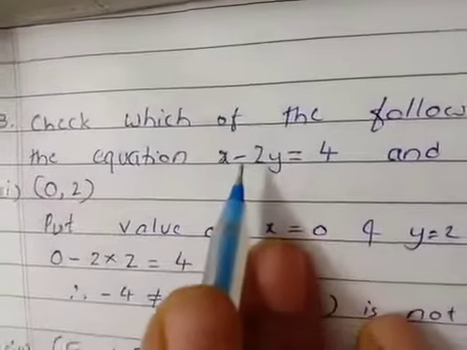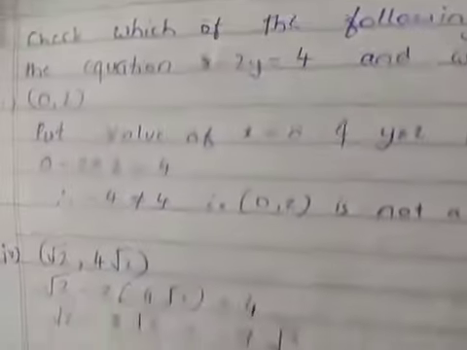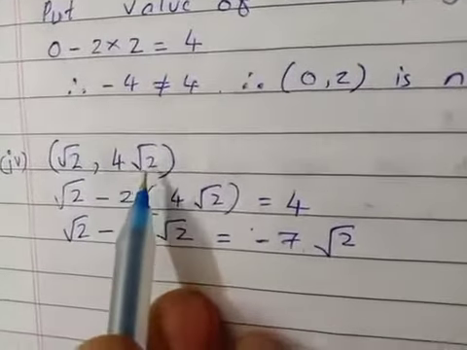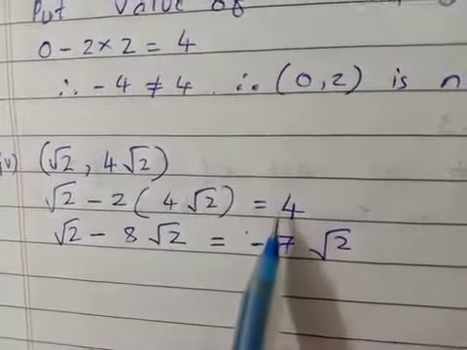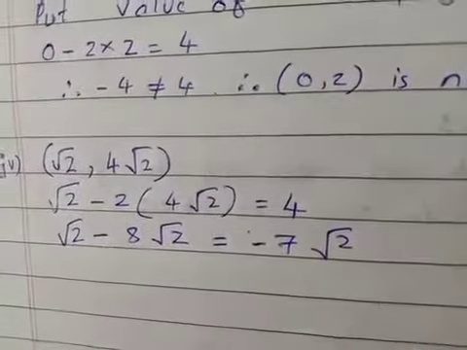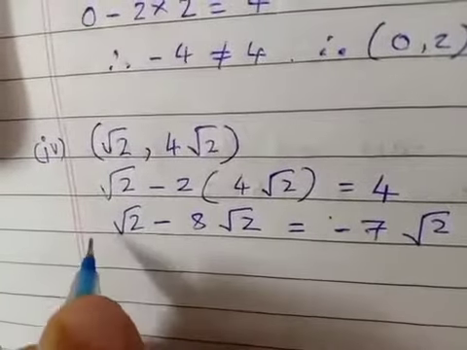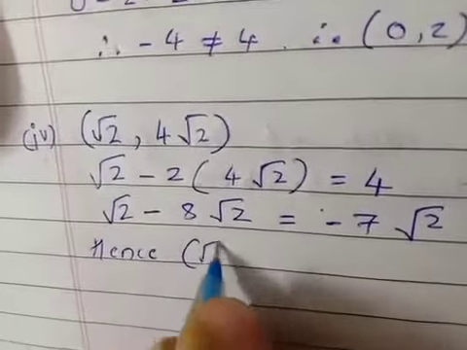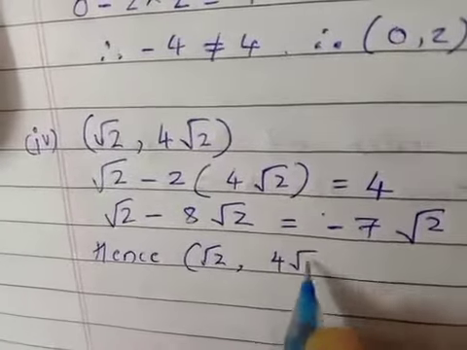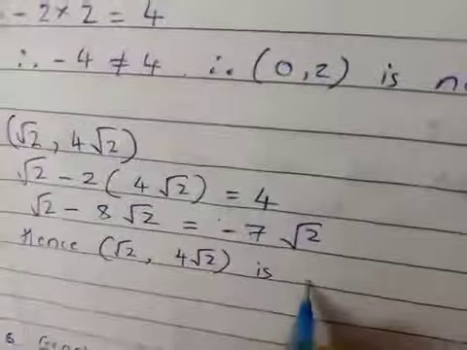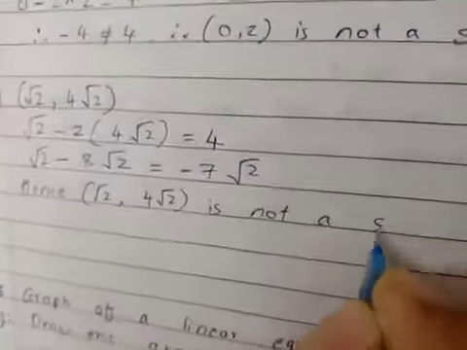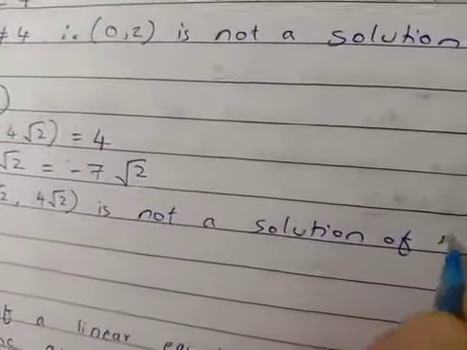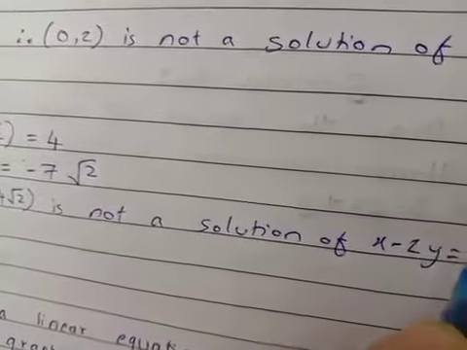Okay, why? Because when you put the value of x as root 2 and the value of y as 4 root 2, we will not get 4. So you can write that hence root 2 comma 4 root 2 is not a solution of x minus 2y equal to 4.